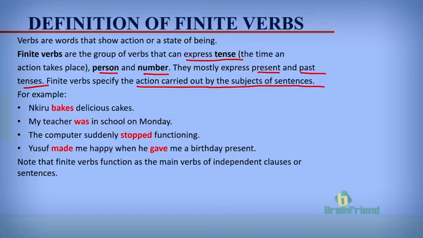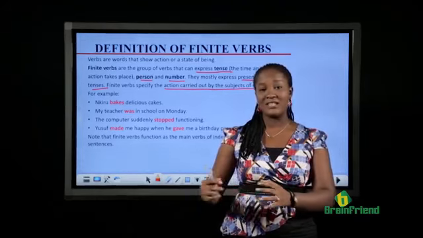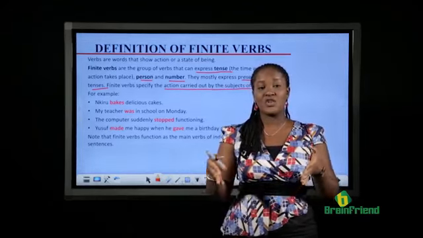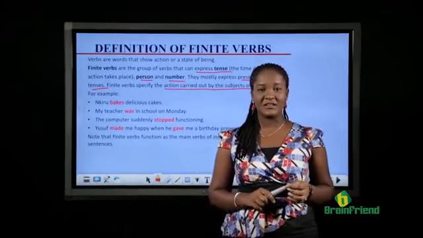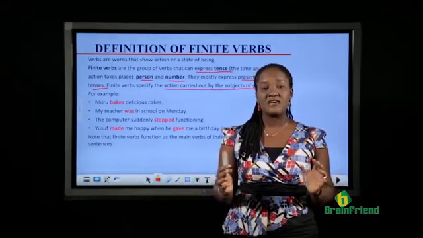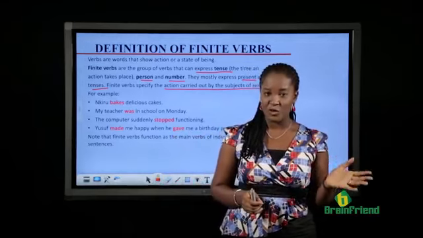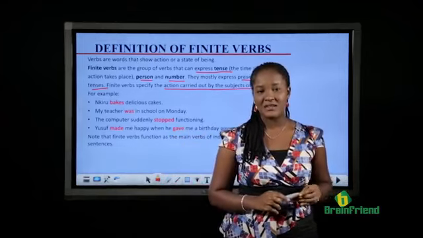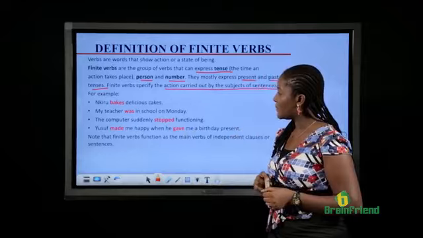Note that tense refers to a verb in relation to the time of action. So if a verb can tell you an action occurred yesterday or an action occurs presently, that verb is a finite verb. Simply put, if a verb can have a past tense form and a present tense form, that verb is a finite verb. Now let's look at the examples we have on the board.